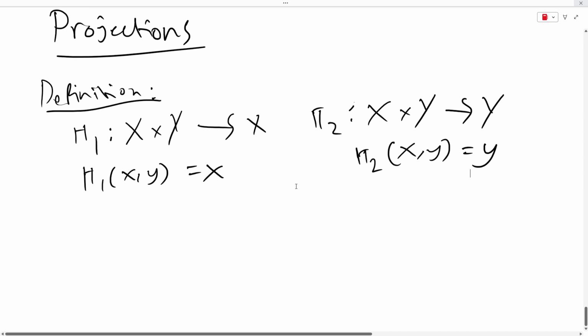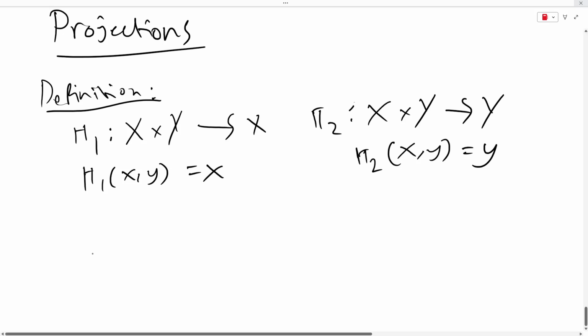So these are projections, and these basically extract the coordinates, the components of the products. So that's how you can think of the projections.